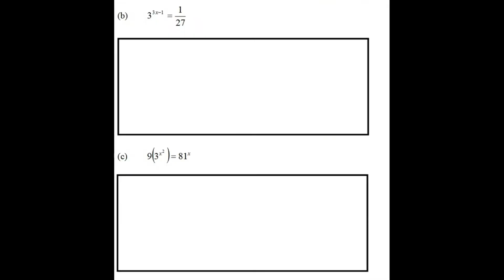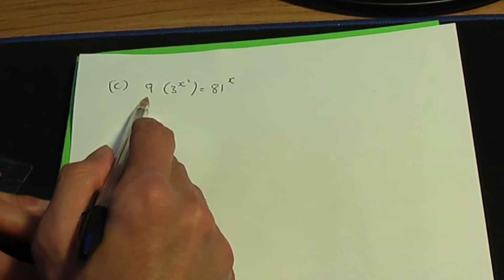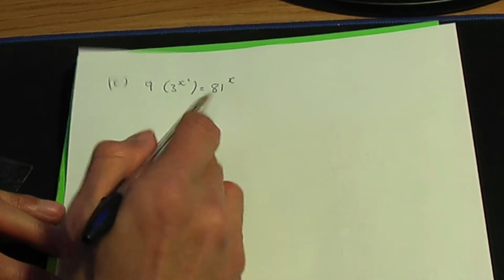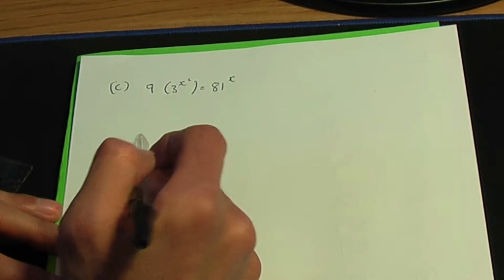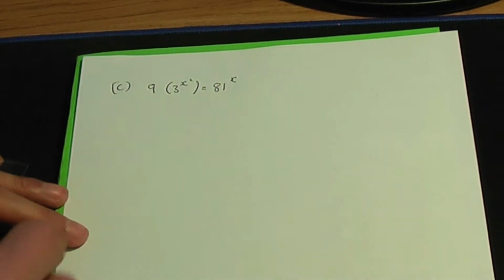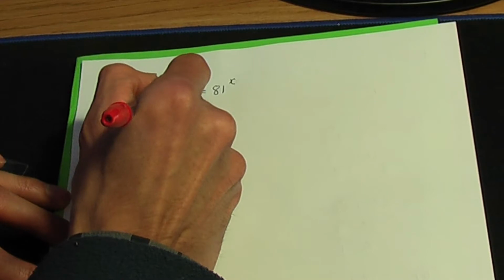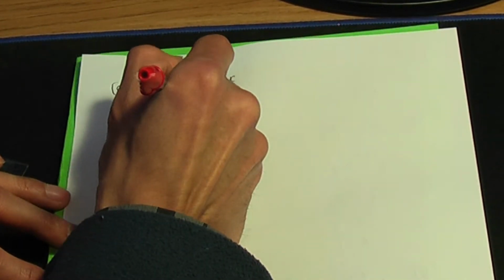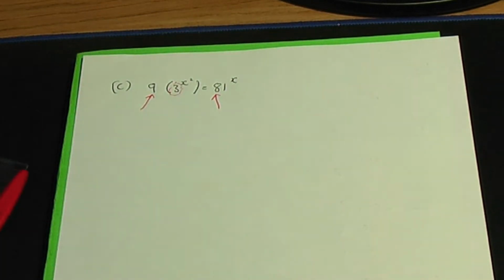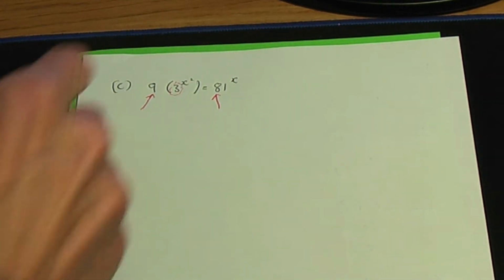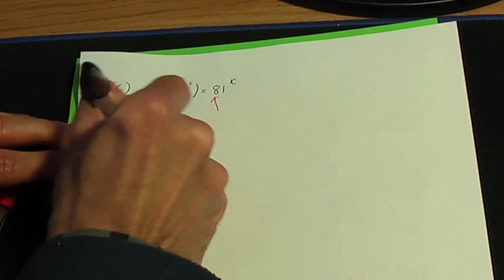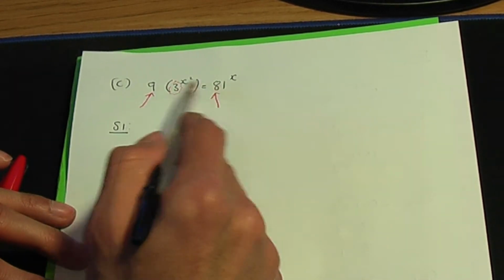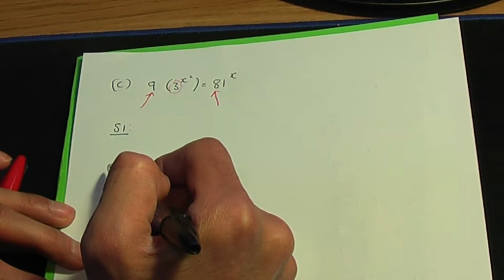So back to the paper and pen. So here's the example, part C: 9 into 3 to the x squared is equal to 81 to the power x. In this example, let's try to make 9 and 81 a base of 3 to the power of something. Remember step number 1: we need to make the terms on both sides of the equation have the same base.